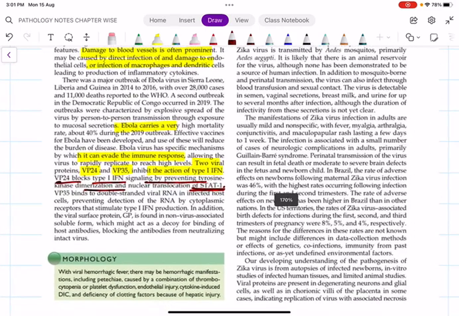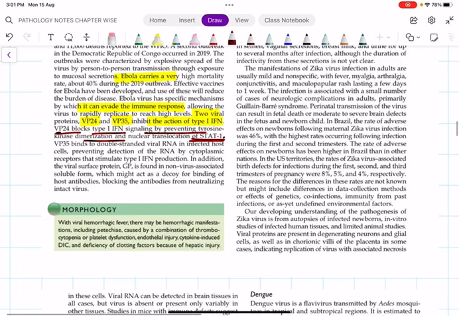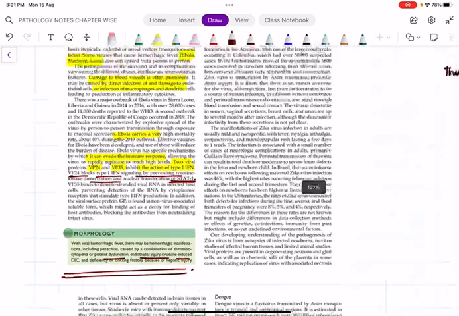Okay, then morphology, nothing else. You will have platelet dysfunction, endothelial injury. That is the features of shock. That is what you are going to write.